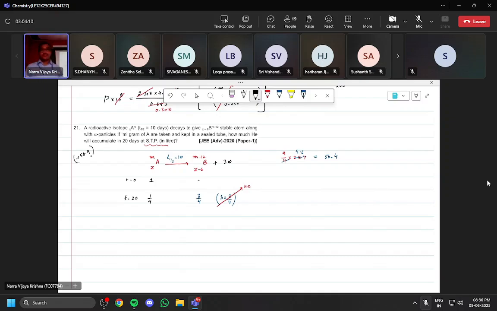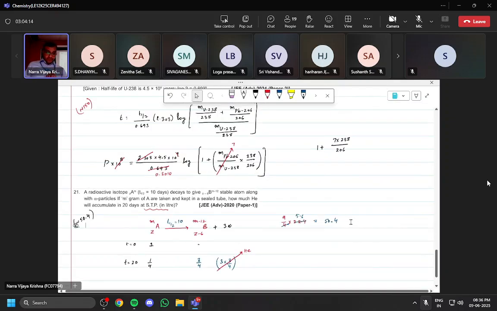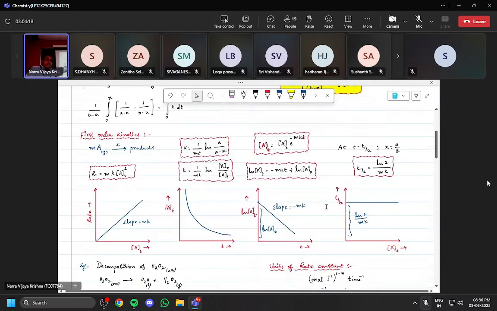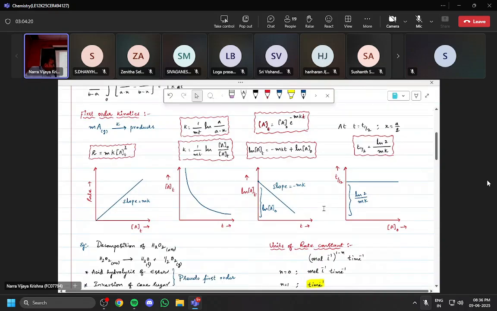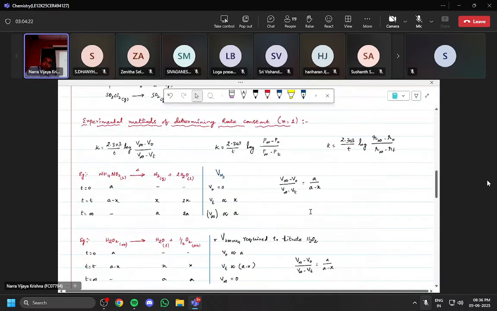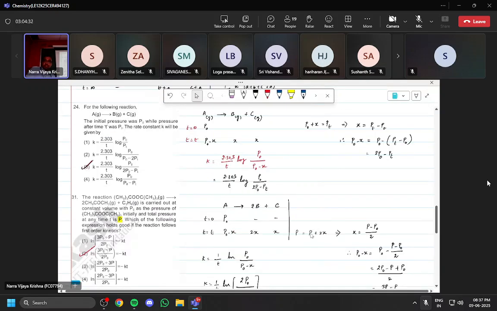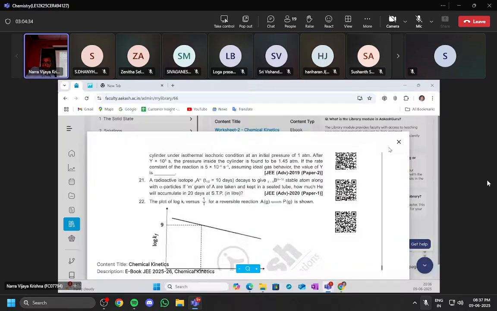Correct? Better I will stop today's discussion. We discussed first order, and we have seen experimental methods of determining first order. And we have seen kinetics of radioactive decay, natural decay, artificial decay. That's all. So we'll continue the remaining topics in the next class. So I will stop today's discussion.